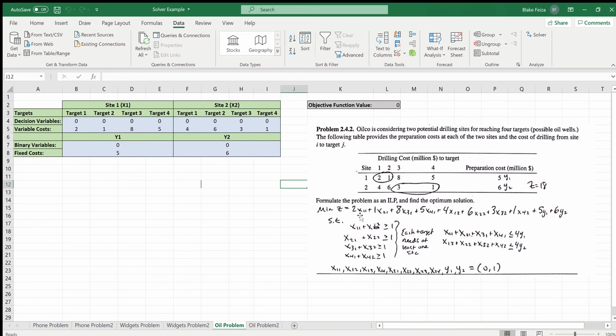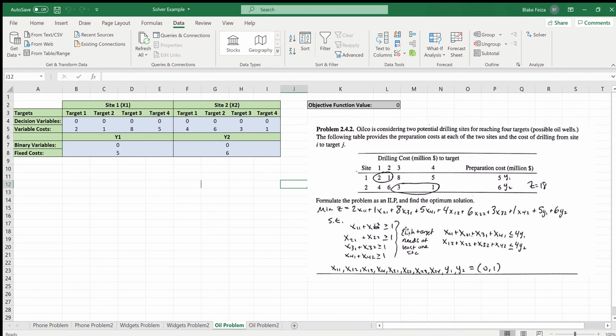So 2 times x sub 1,1 is going to be this site 1 to target 1, and it kind of follows that pattern, plus 1 times x sub 2,1, plus 8 times x sub 3,1, plus 5 times x sub 4,1, plus 4 times x sub 1,2, plus 6 times x sub 2,2, plus 3 times x sub 3,2, plus 1 times x sub 4,2. Then we also have the binary prep costs over here, plus 5 times y1 plus 6 times y2. And that whole sum is going to give us our total cost here.